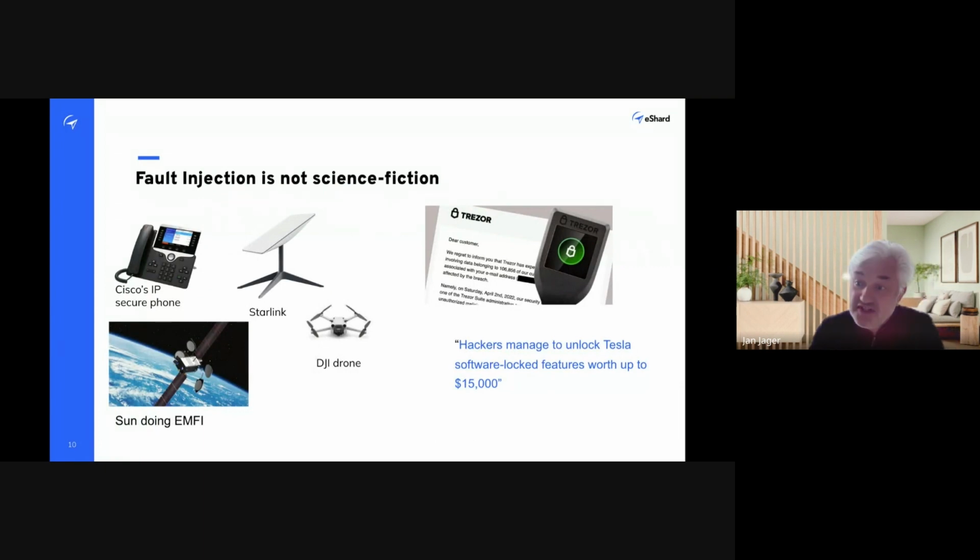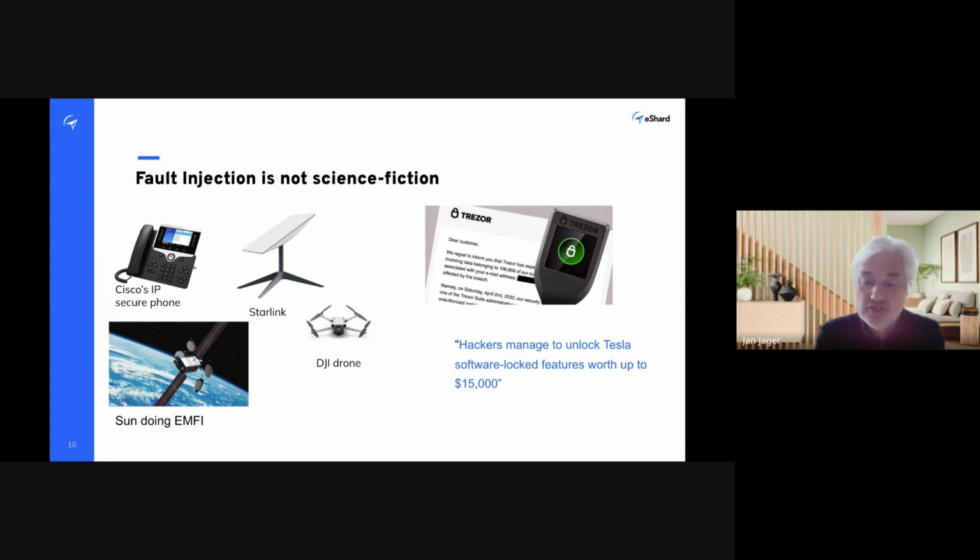Fault injection is not science fiction. It happens a lot. We have seen it recently with a Tesla that was unlocked with all the software options worth $50,000. But there are also other hacks in the past on DJI drones, on Bitcoin wallets, not limited only to Trezor but also other manufacturers in the market, Cisco's IP secure phone, and more recently Starlink, which was also hacked. So you can use the Starlink system for free instead of paying for it.